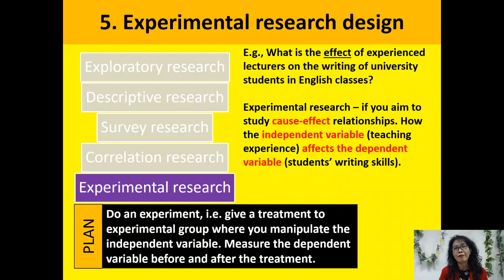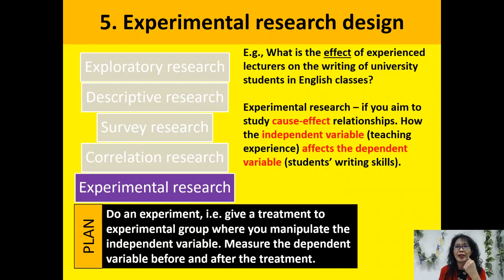Example, what is the effect of experienced lecturers on the writing of university students in English classes? So of course we have a hypothesis. Maybe more experienced ones can teach writing better. The students end up with better writing skills. Maybe, let's try. So in the experimental research, we aim to study the cause-effect relationships.